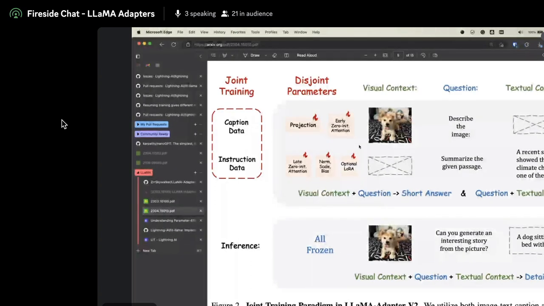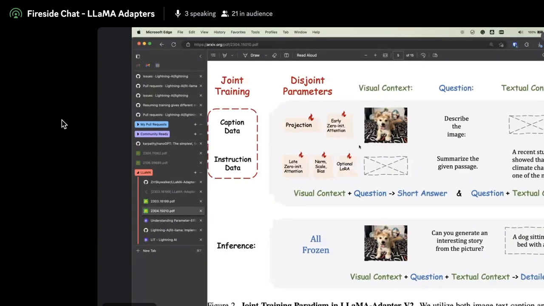This part is a bit complex. So basically, for captioning data, it can align image with the large language model. The problem is the answer is very short, and also the query is fixed. We can't change the query. For instruction data, we can ask different questions and get a very long response.